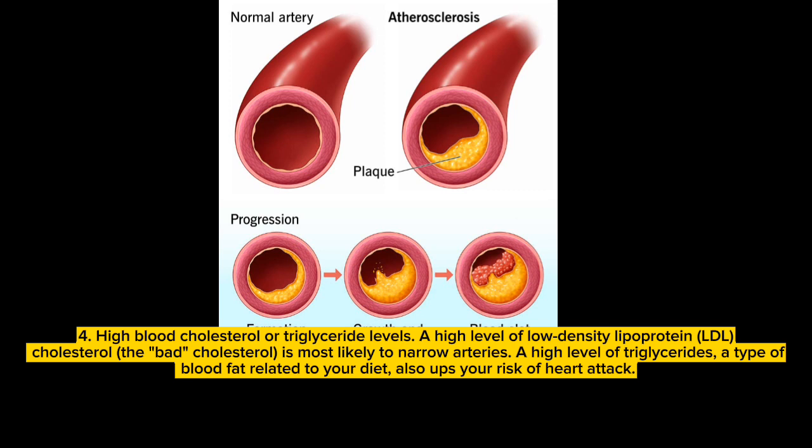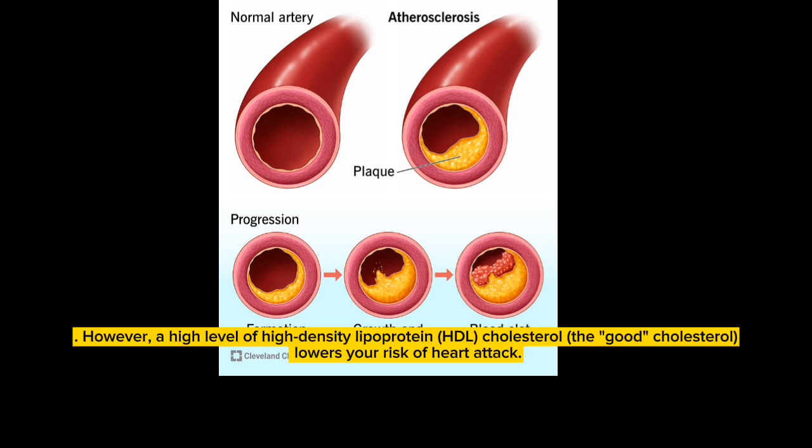4. High blood cholesterol or triglyceride level. A high level of low-density lipoproteins, cholesterol, that is bad cholesterol, is more likely to narrow arteries. A high level of triglycerides, a type of blood fat related to your diet, also increases your risk of heart attack. However, a high level of high-density lipoproteins, cholesterol known as good cholesterol, lowers your risk of heart attack.